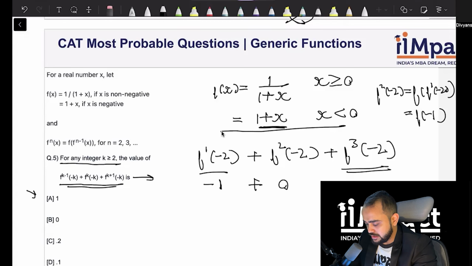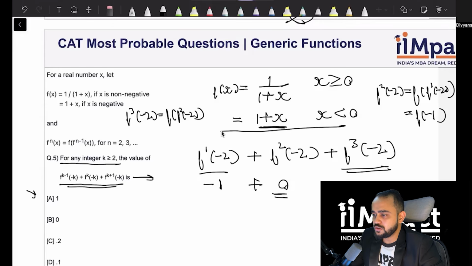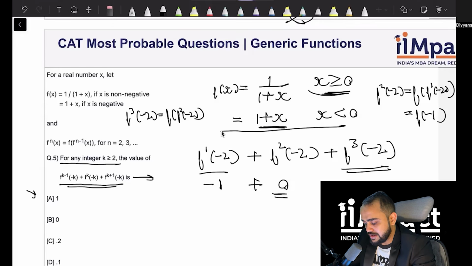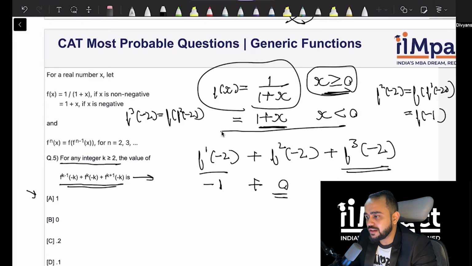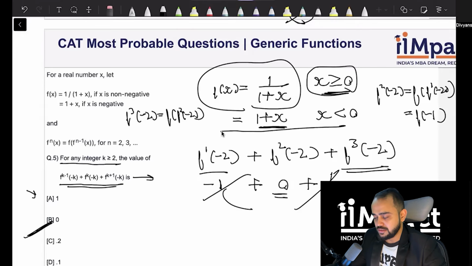And finally I'll calculate this. So f3 of minus 2, the third iteration, is going to be f of the second iteration, which we have already calculated as 0. So this is going to be f of 0, and because 0 lies in this definition, I will use this. So this will be 1 by 1 plus 0, that is plus 1. So this cancels out. Your answer will be 0 for this. This is the best approach. You can also go with a standard approach, take k as a variable and proceed with it, but in an exam setting this is going to be the fastest method.